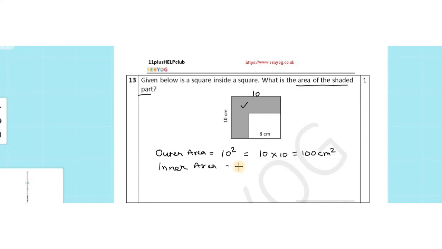The area of the inner square is 8 times 8 which is 64 centimeter square. So, we will subtract the area of the inner square from the outer square to get the shaded part. So, 100 minus 64 which is 36 centimeter square, our answer.